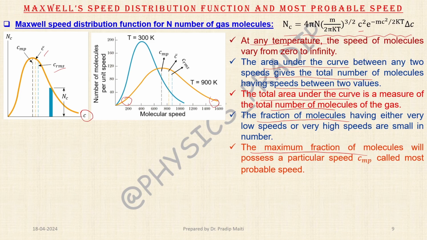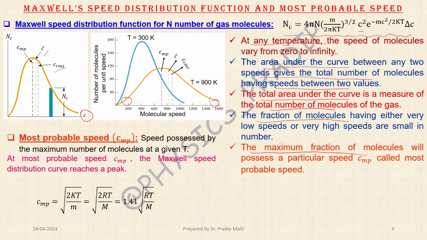CMP means most probable speed. So the most probable speed is the speed possessed by the maximum number of molecules at a given temperature T. At most probable speed CMP, the Maxwell speed distribution curve reaches a peak. So at the peak point, the CMP, that is most probable velocity of the gas molecules, is given by root 2kT by m.